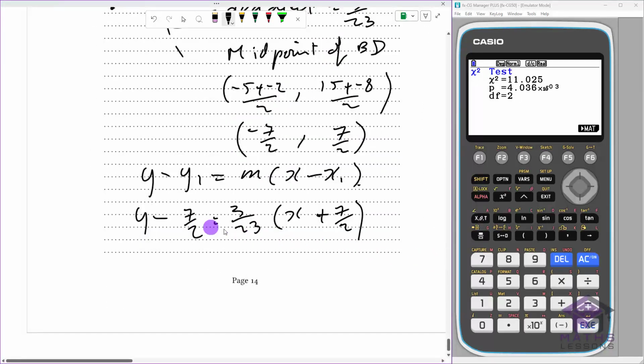So we need to get rid of all the fractions. First off, we can times that by 23. That's an easy way to do it. So you get 23y minus 23 times 7 over 2 equals 3.